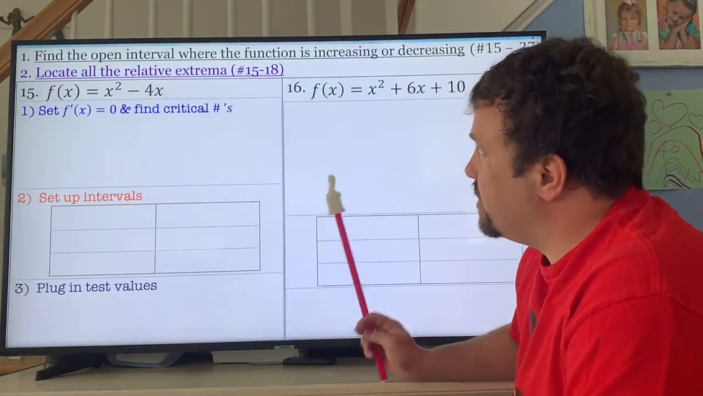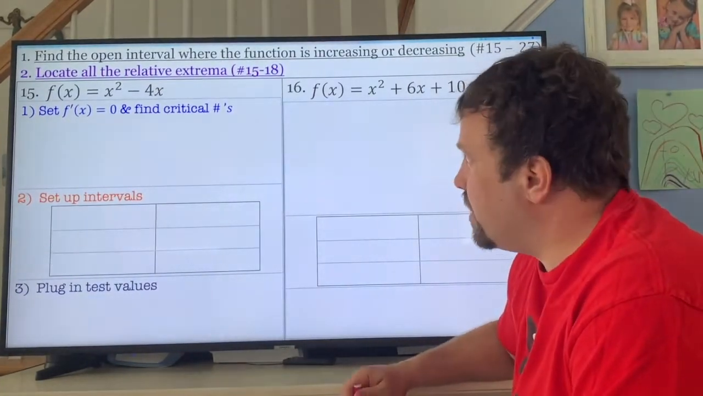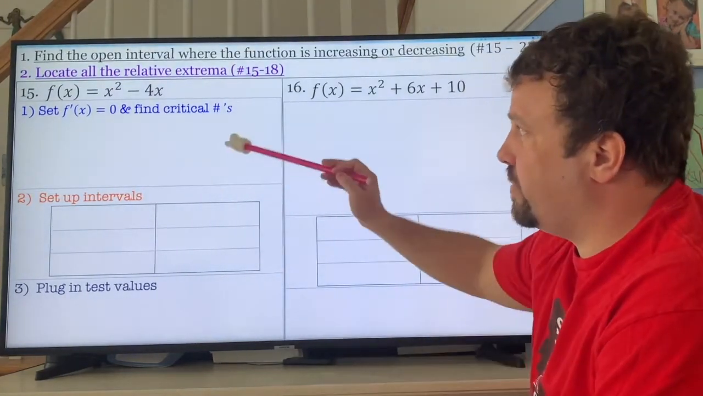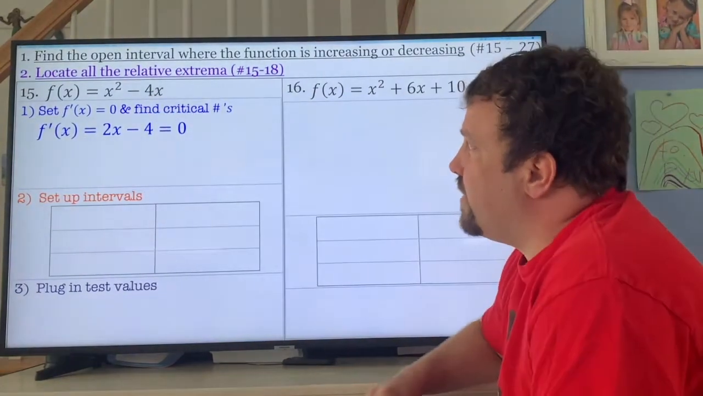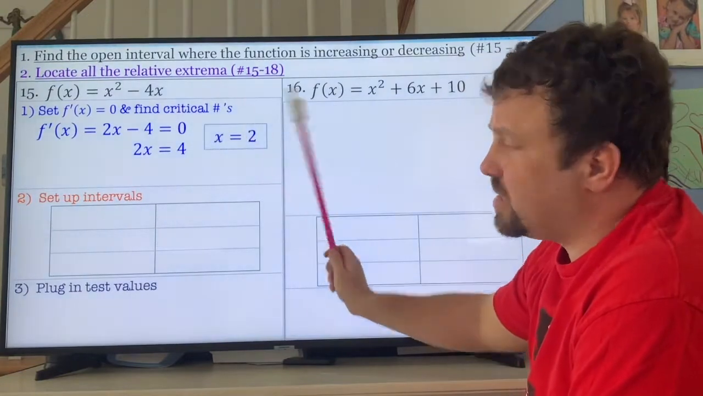All right, now what I want you guys to do for 15 and 16 is find the derivative. Find the critical number. Also find the critical point. So do that for the first step. Good. So to find the critical number, you take the derivative. You get 2x minus 4. You add 4 to both sides, divide by 2, and you get x equals 2.